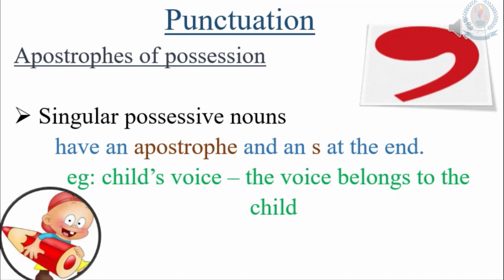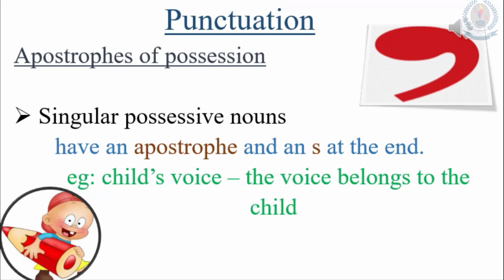Punctuation. Apostrophes of possession. Do you know we use possessive form of a noun when we want to show ownership by that noun? What is a possessive noun means? Possessive nouns tell you who owns something. In other words, we use the possessive form of a noun to show that someone has something.